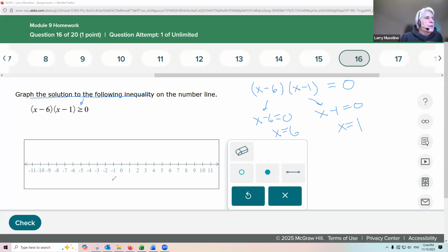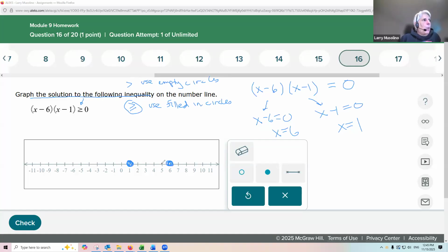I'm going to mark those numbers on the number line. So I'm going to put a 1 and a 6. Now, I'm going to make these filled in circles. Why filled in? Well, when you have a greater than or equal to, you should use filled in circles on the number line. If I just had a greater than symbol, I would be using empty circles on the number line. Our symbol is greater than or equal to, so I'm going to make these filled in circles.